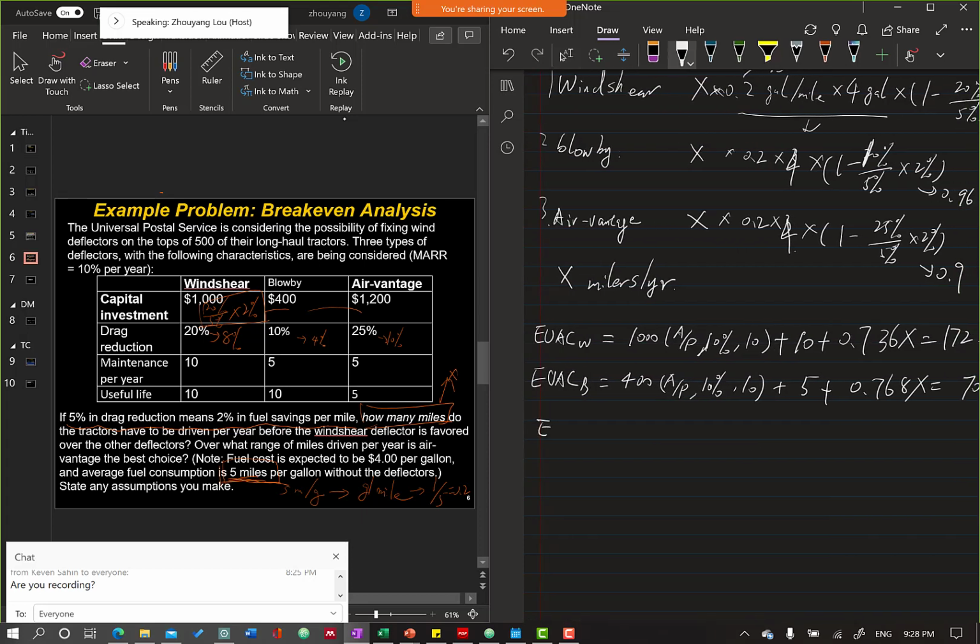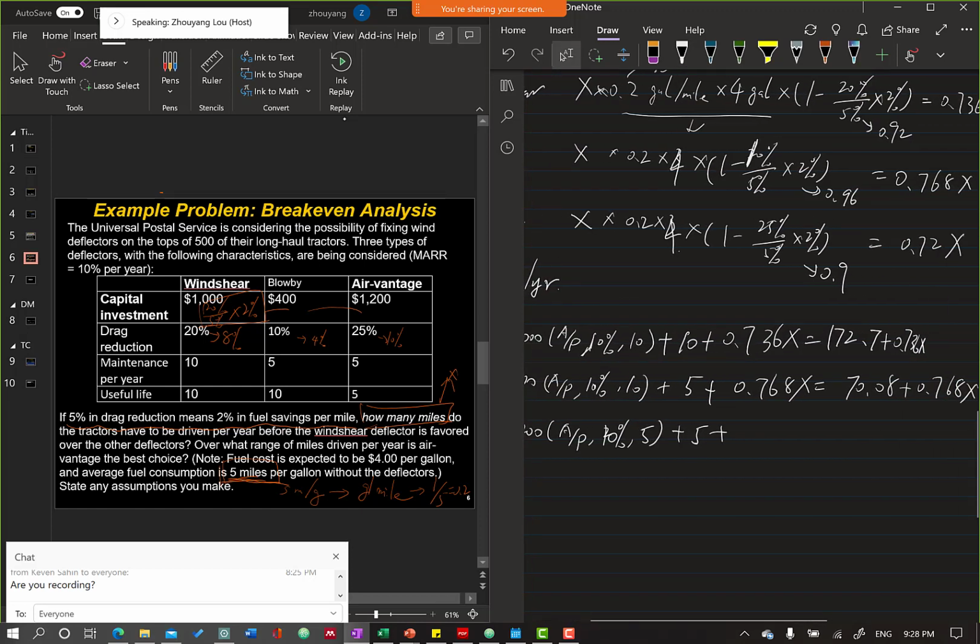Then the last one, annual worth of Air Advantage. So 1200 annual worth, A given P, 20, that's 10%, 5 years for this one. Same maintenance cost 5, and the last, fuel cost, and we have 321.56.